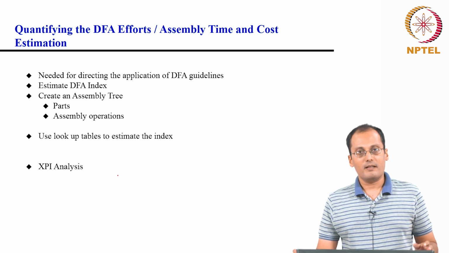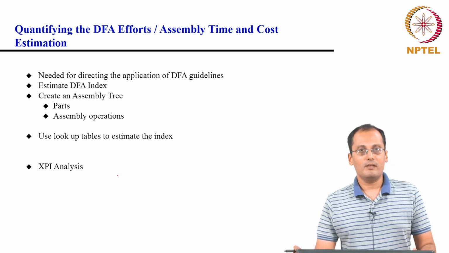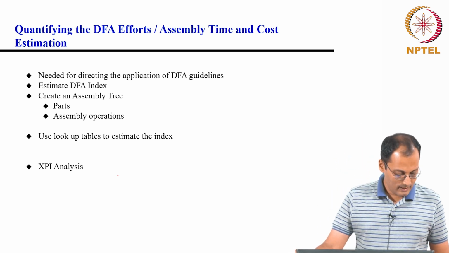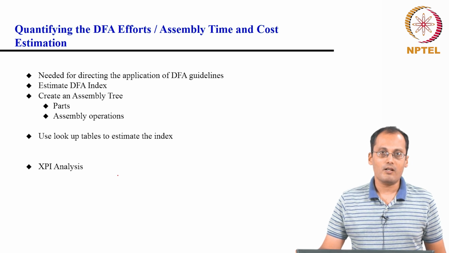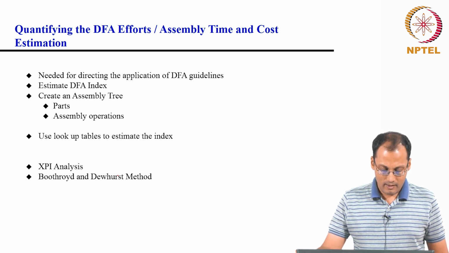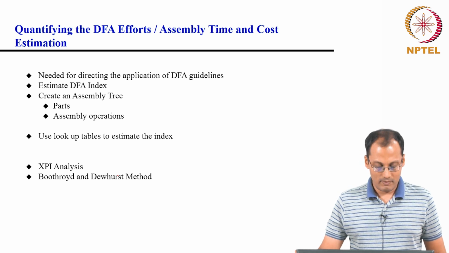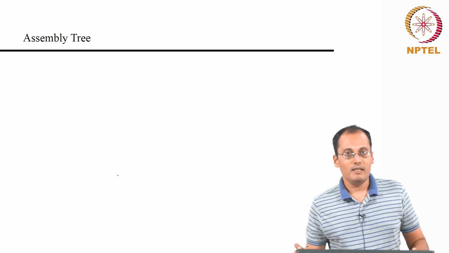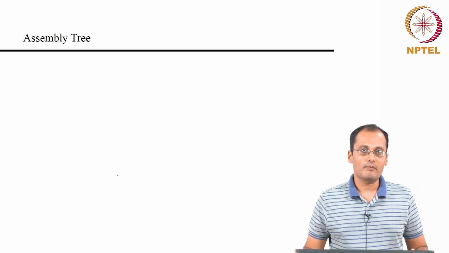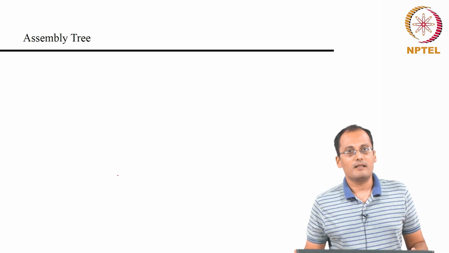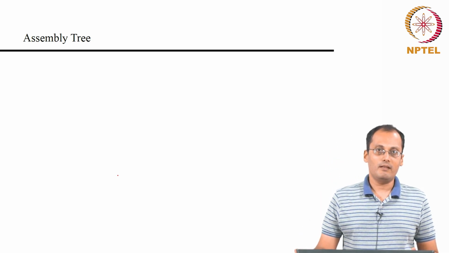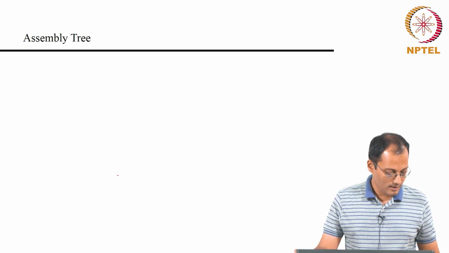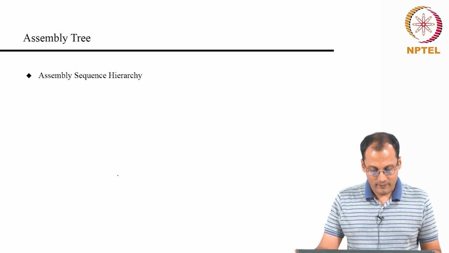So, in this lecture we will primarily see one method, which is the XPI analysis, or Xerox producibility index. There are also other methods like the Boothroyd and Dewhurst method. So, let us first see how an assembly tree is created. I will take some example assembly and describe how an assembly tree is representative of the sequence of assembly operations that will go into the assembly.